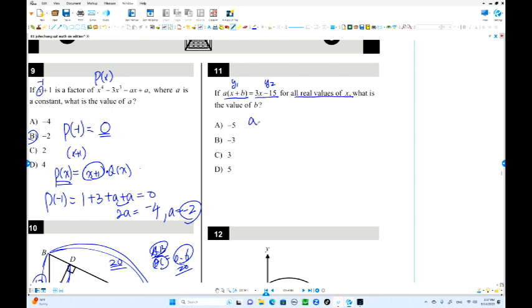Okay, so on the left-hand side, ax plus ab equals 3x minus 15. So a must be equal to 3. That is, the slope must be equal. The y-intercept should be equal too, right? So a is 3, and 3 times b equals negative 15. b equals how much? Negative 5, okay? That's the answer.